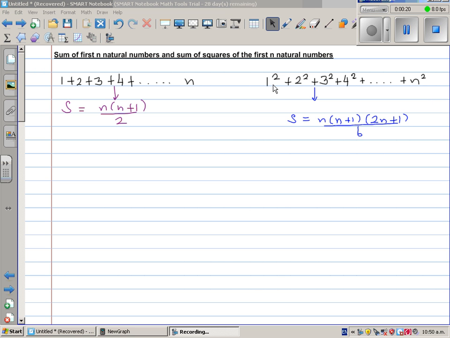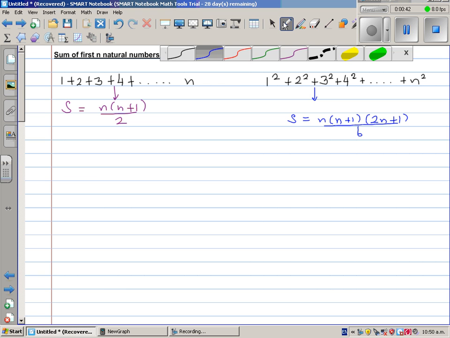And if we add the sum of squares of the first n natural numbers, that means 1 squared plus 2 squared plus 3 squared plus 4 squared till n squared, the formula is n times (n plus 1) times (2n plus 1) over 6. So let's start with this one, because we're going to use this formula to prove the other.